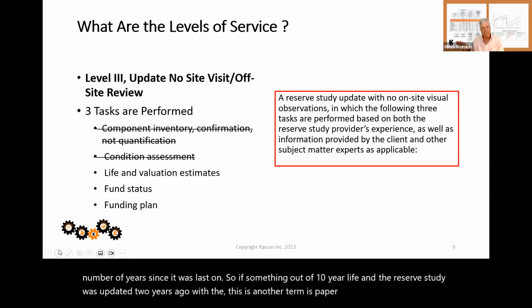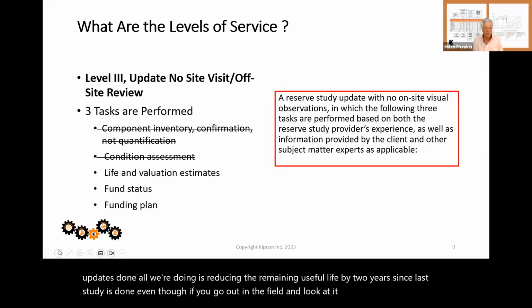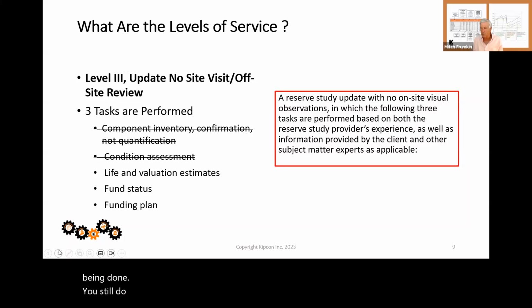When this type of update's done, all we're doing is reducing the remaining useful life by 2 years since the last study is done, even though if you go out in the field and look at it, you may need to have a 3-year reduction, a 4-year reduction, or maybe an increase in the useful life. That's not being done. You still do the funding plan and the fund status. The reserve study update is generally done rarely.